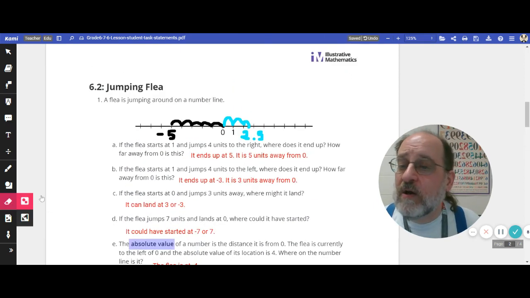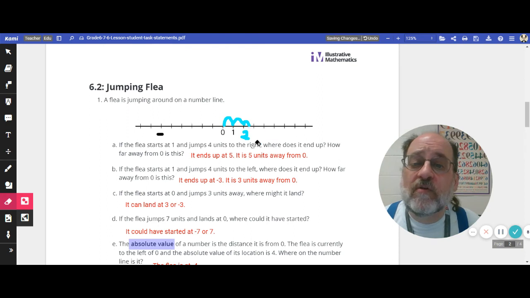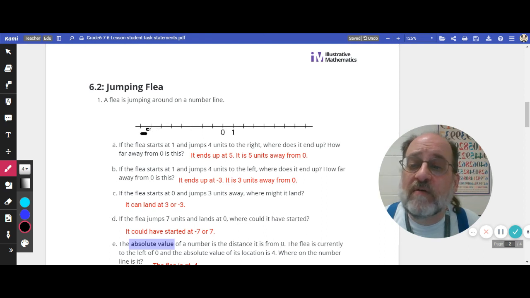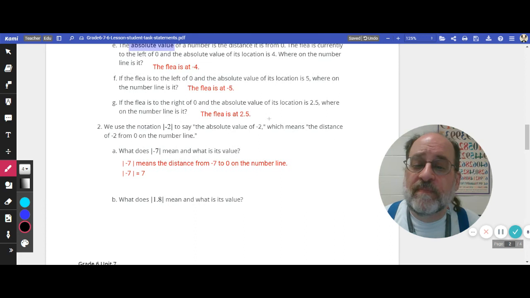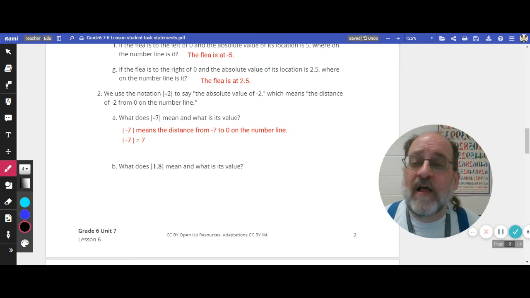Because if I go up here and I erase, and I count off and say, all right, where is this? Negative 1, negative 2, negative 3, negative 4, negative 5, negative 6, negative 7. Then I'm counting the distance. 1, 2, 3, 4, 5, 6, 7. That's why I have that equation right there. The absolute value of negative 7 equals 7.